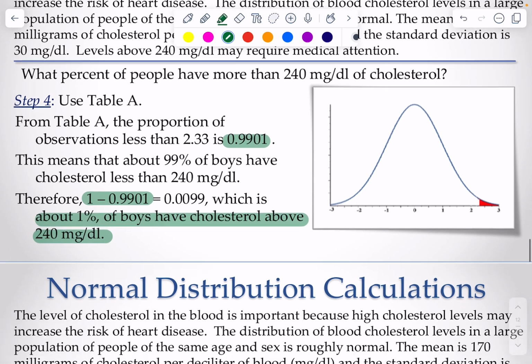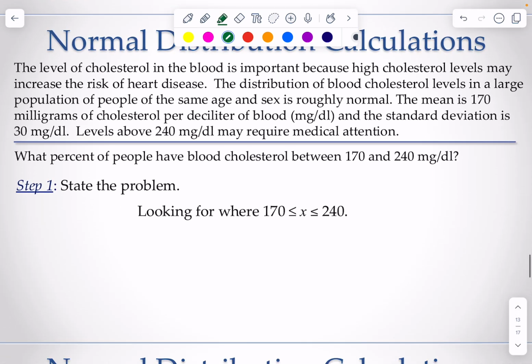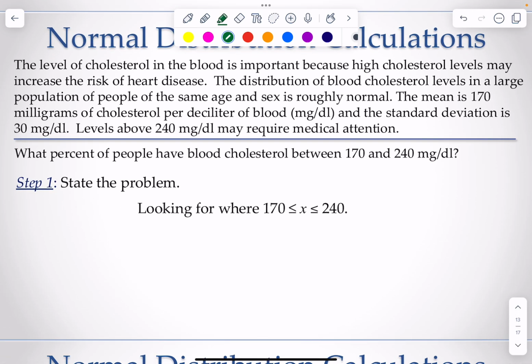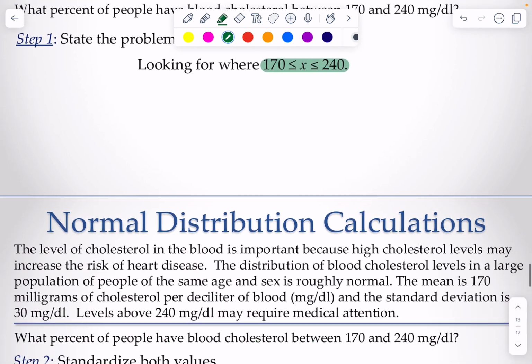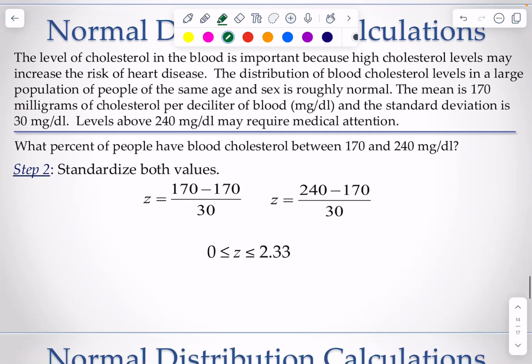Okay. Real quick then, if I want to do an interval in between, what percent of values are between 170 and 240? Same normal distribution. I don't have to restate that part, but I do want to make sure I state the values that I'm changing to. So I want to be between 170 and 240. I'm going to convert both values into z-scores. When I calculate the two z-scores, I get 0 for the lower bound and 2.33 for the upper bound. I want my percentage to be in between.